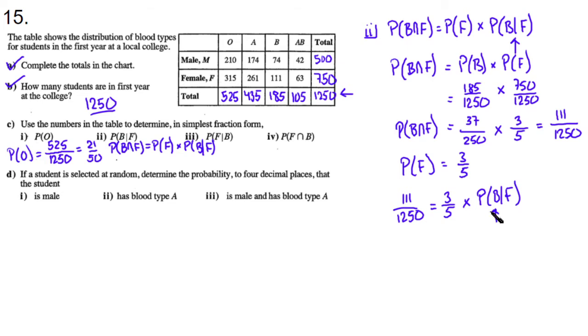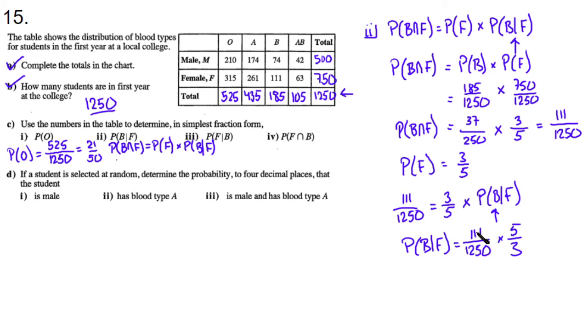We simply multiply both sides by the reciprocal of 3 over 5. So that's sort of a little trick. If you want to get rid of a fraction when we're solving an algebraic expression like this, we just have to multiply both sides by the reciprocal of that fraction. The reciprocal of a fraction is just a fraction reversed, upside down. Okay, so if we do that, we're going to be left with the probability of blood type B given female equals 111 over 1,250 times, and then the reciprocal of this, which is 5 over 3.